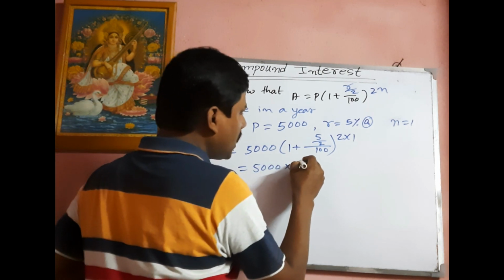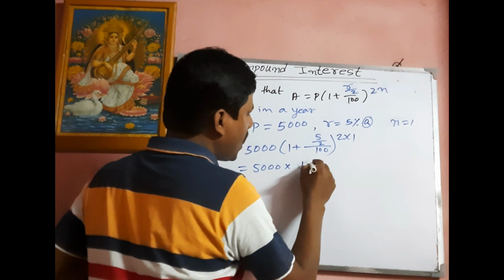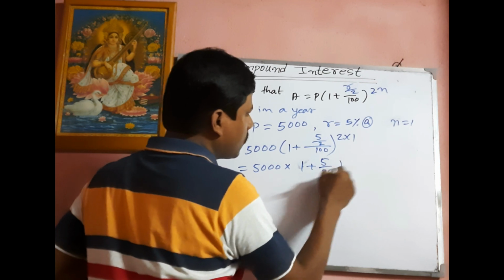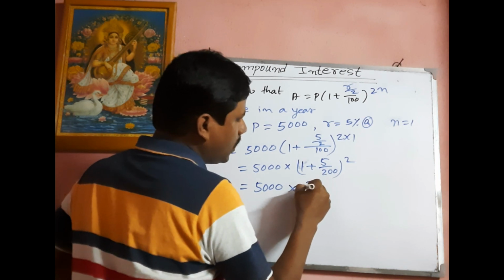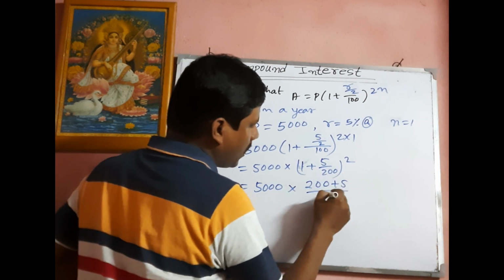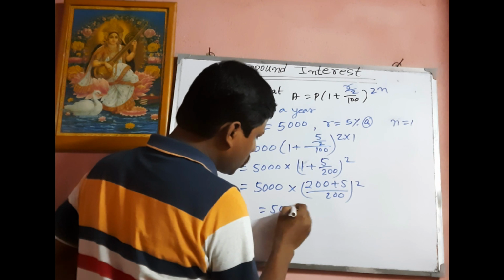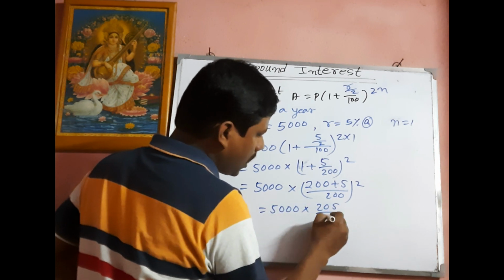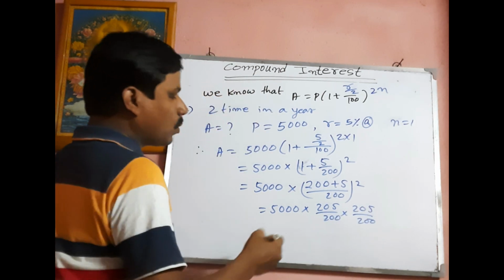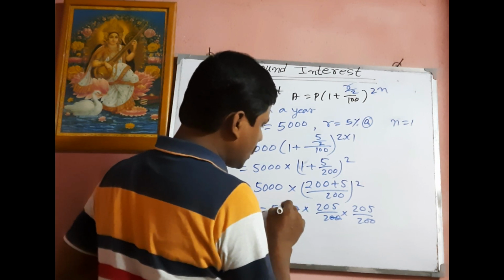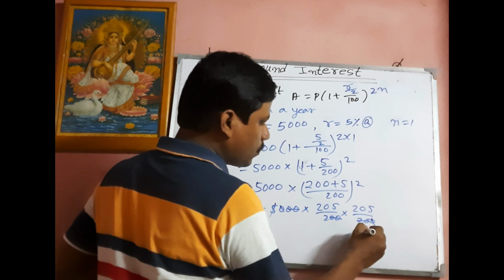So 5,000 and this will be 1 plus 5 by 200 and power 2 is there. 5,000 and this will be 200 plus 5 divided by 200, square is there. So 5,000 and 205 by 200, 205 by 200. So calculating we get 2 zeros vanish and 1 zero vanish. 5 into 5 divided by 20 is 4.